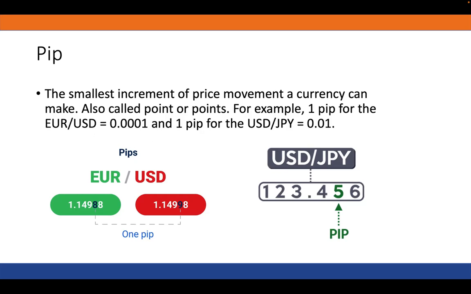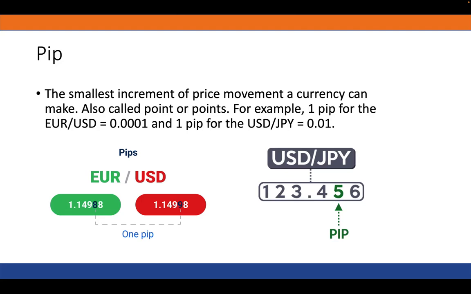So we say pip. The full name for pip is percentage in points. Now, the pip is the smallest increment of price movement a currency can make, also called points. For example, one pip for Euro USD is equal to 0.0001, and one pip for USD JPY is 0.01.